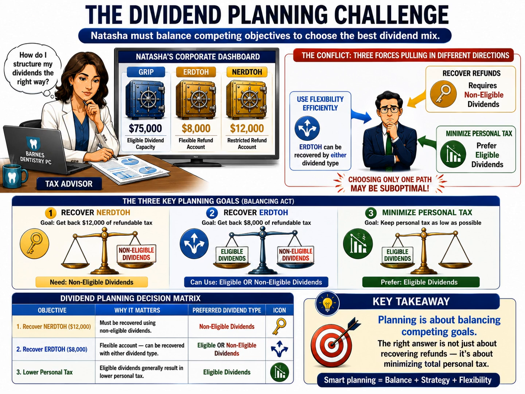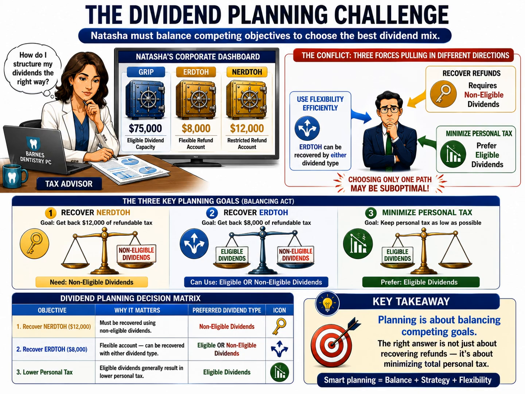This is why choosing only one dividend type is often not the best answer. A strategy focused entirely on non-eligible dividends may recover refundable taxes but increase personal tax. A strategy focused entirely on eligible dividends may reduce personal tax, but leave some refundable tax trapped inside NERDTOH. Neither extreme necessarily produces the optimal result.